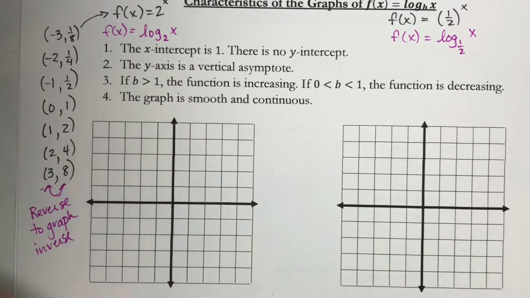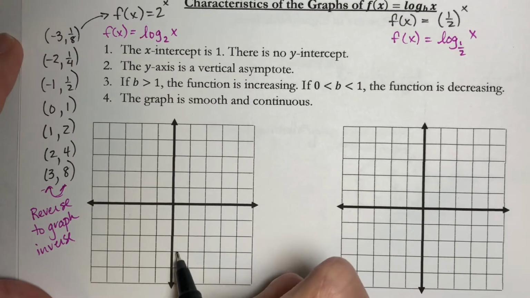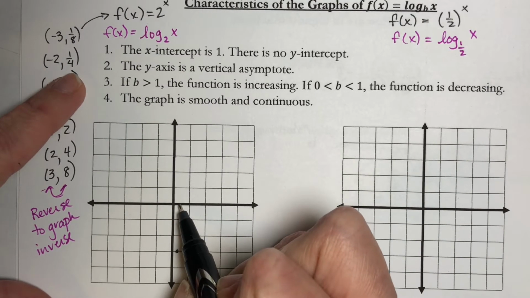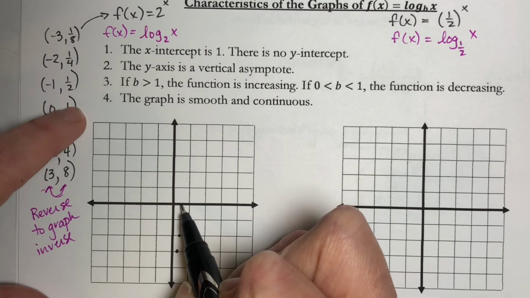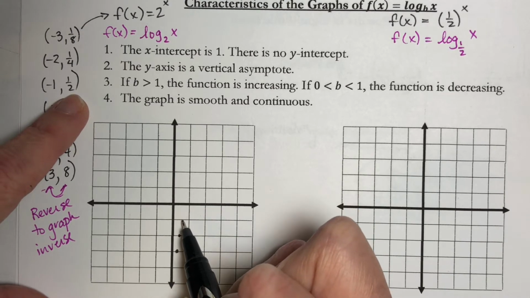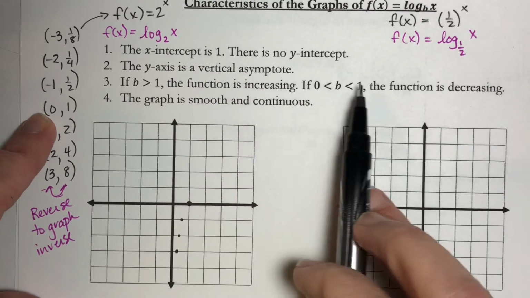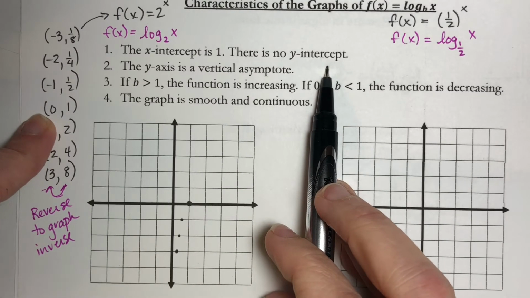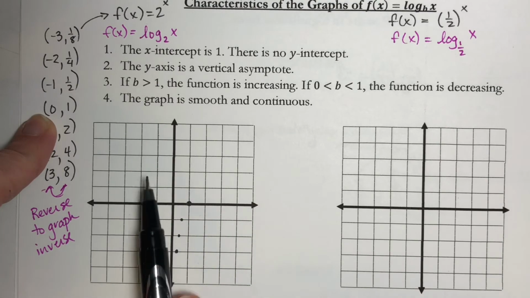Okay, so when I graph these, I'm going to do 1/8, -3, 1/4, -2, 1/2, -1, 1, 0. Notice this says that our x-intercept is 1 and we have no y-intercept. Back on the exponentials, we always had a y-intercept of 1 and no x-intercept. So these are backwards as well.